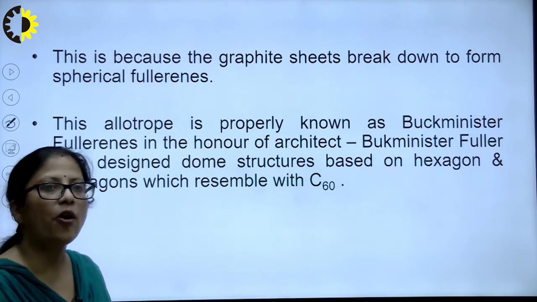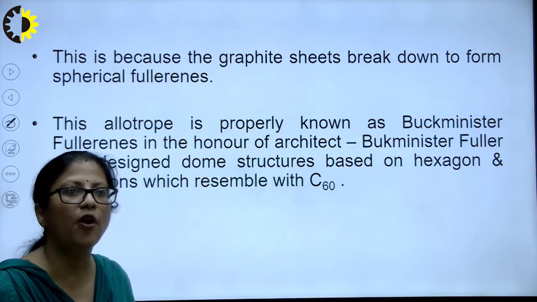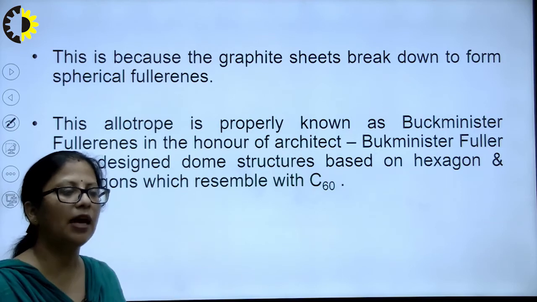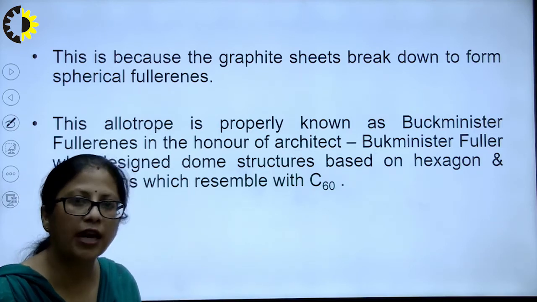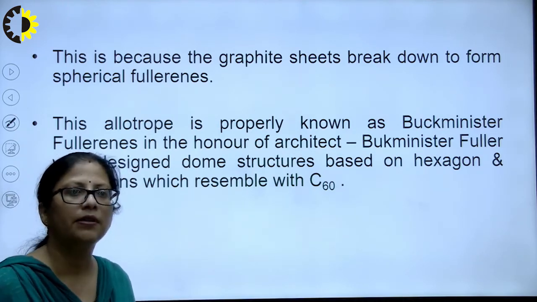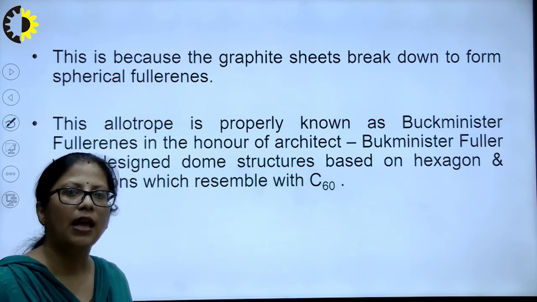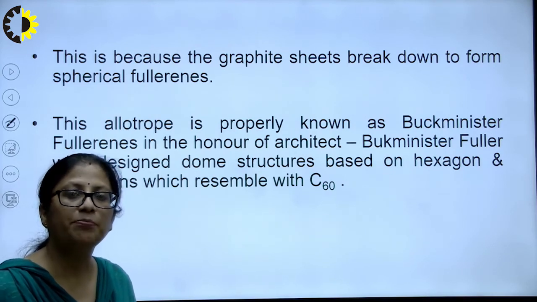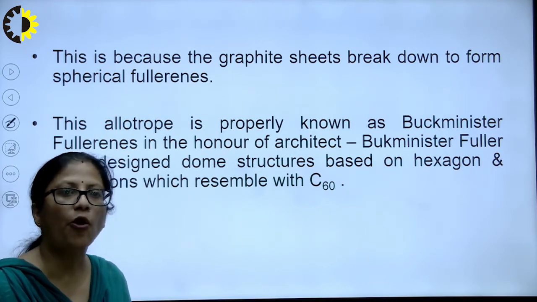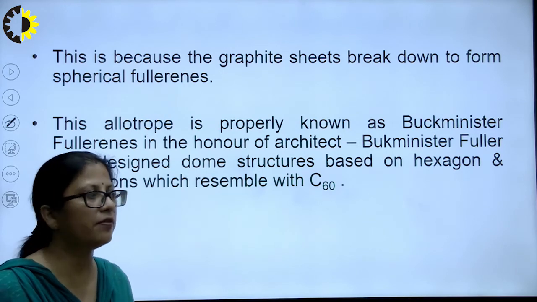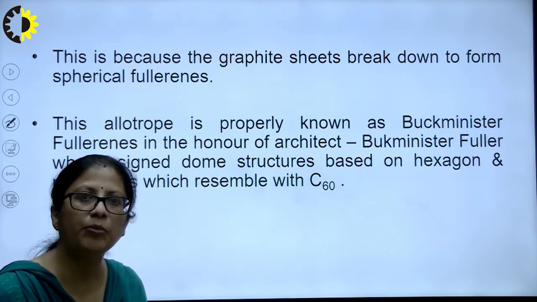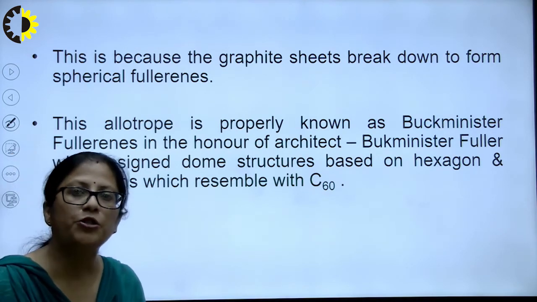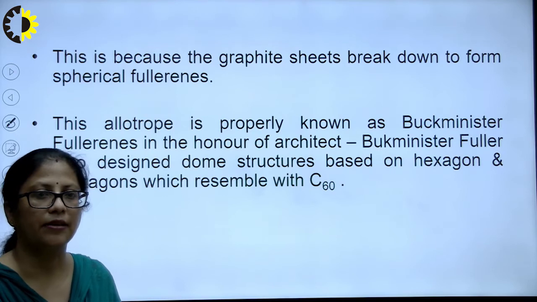And this is because the graphite sheets break down to form spherical fullerenes. These graphite sheets break down in an inert atmosphere at high temperature to form spherical fullerenes. And these allotropic forms are also known as Buckminster fullerene in honor of the architect Buckminster Fuller, who designed dome-like structures based on hexagons and pentagons which resemble C60.